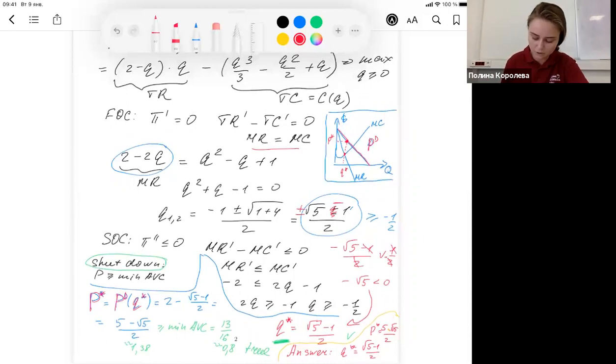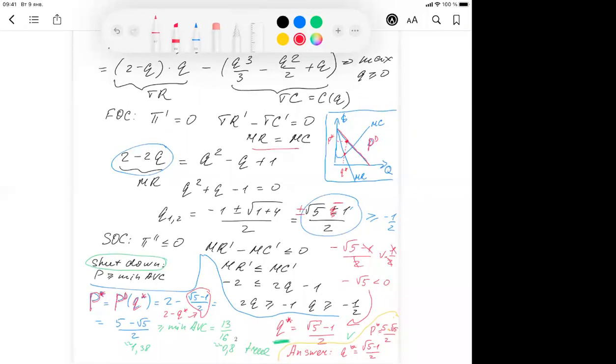Inverse demand function, remember, it's 2 minus Q star. It's from the task. This is our quantity, Q star. And we solve it and found the price. Clear? Yes, thank you.